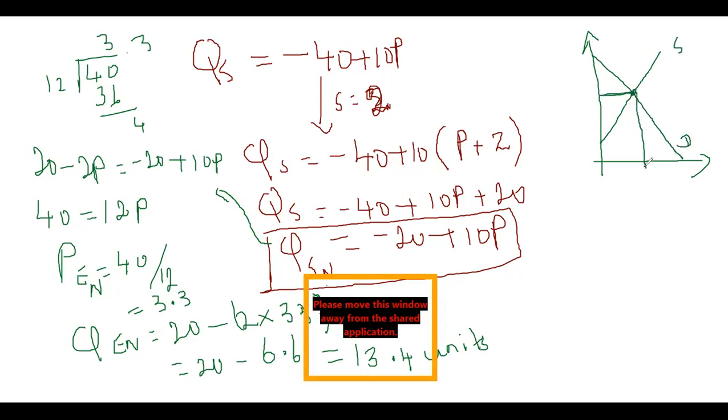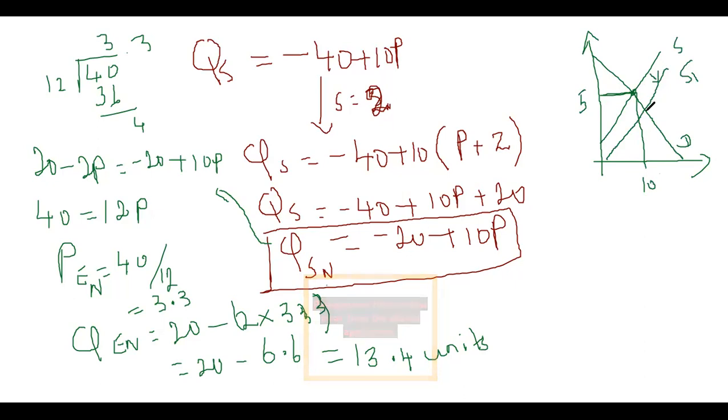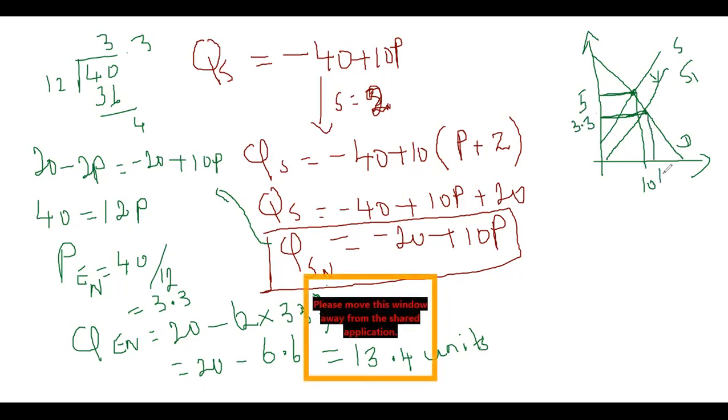So the price is 5, quantity is 10. Now the new supply curve is drawn like this. It's a rough diagram. You are not supposed to draw this in the exam. If you wish, you can draw to minimize your mistake. So the new price is what? 3.3. New quantity is 13.4 units.